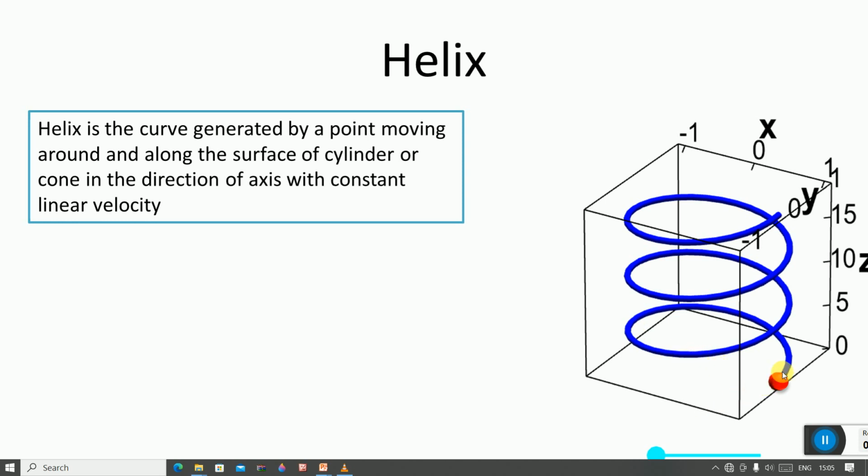So you can imagine this point, it is moving on the surface of a cylinder. The point is moving in a circular manner, at the same time it is moving along the axis of the cylinder. Okay, so here you can see for one revolution the distance traveled by the point, this is called as the pitch of the helix curve.